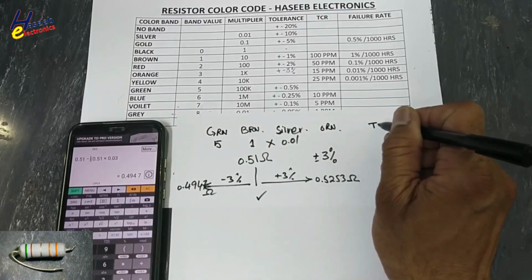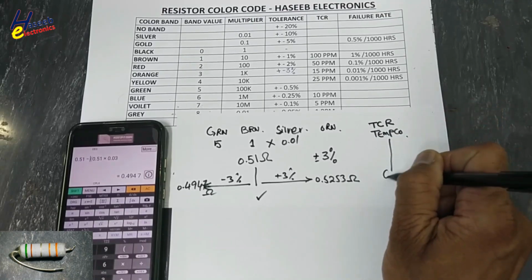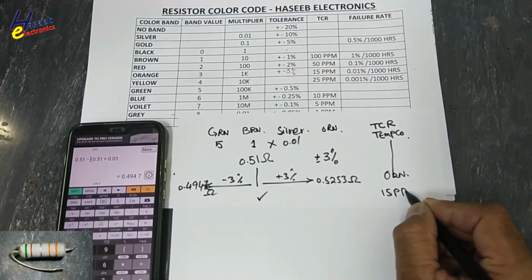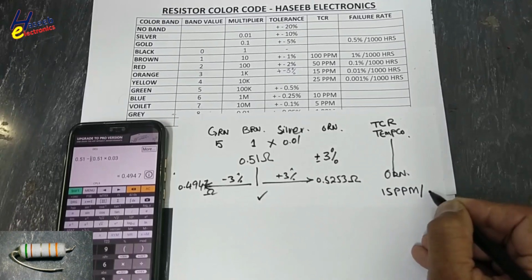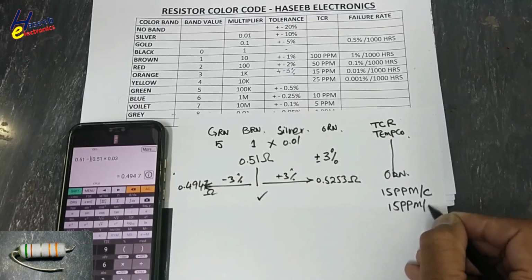Then TCR, temperature coefficient or temp co. Orange, 15 ppm per degree Celsius or 15 ppm per Kelvin.